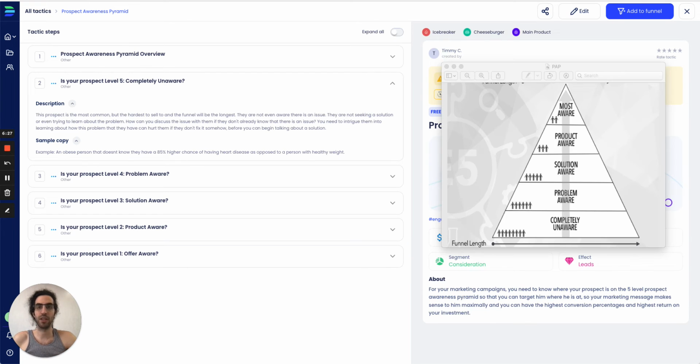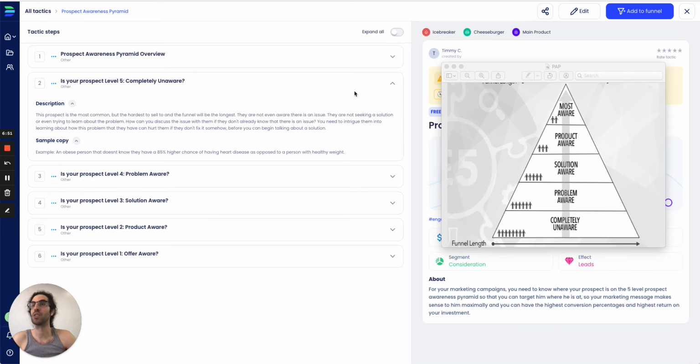The bottom of the pyramid is where the most customers are, and this is why it's a pyramid. But that makes them, okay, the prospect is the most common, but the hardest to sell, and the funnel will be the longest. So they need the most education, the most pampering, the most nurturing. They are not even aware there is an issue. They are not seeking a solution or even trying to learn about the problem.